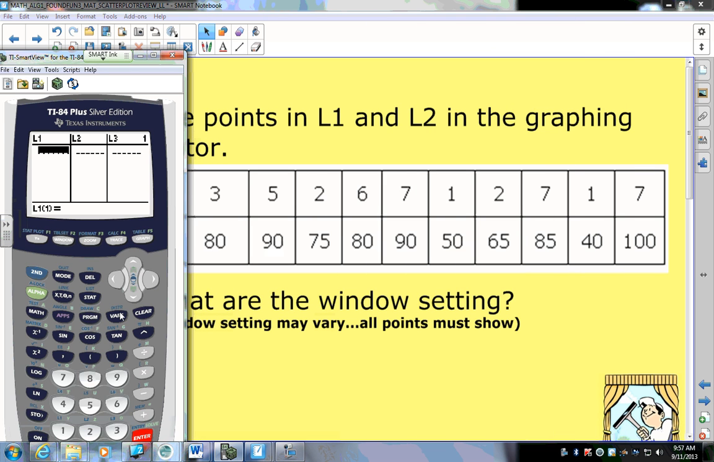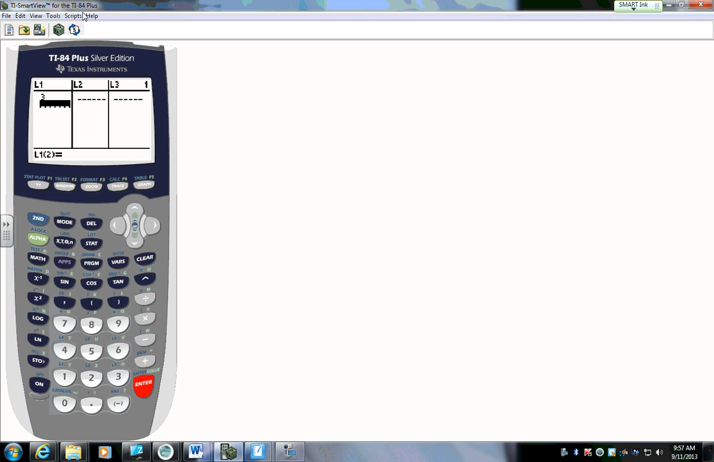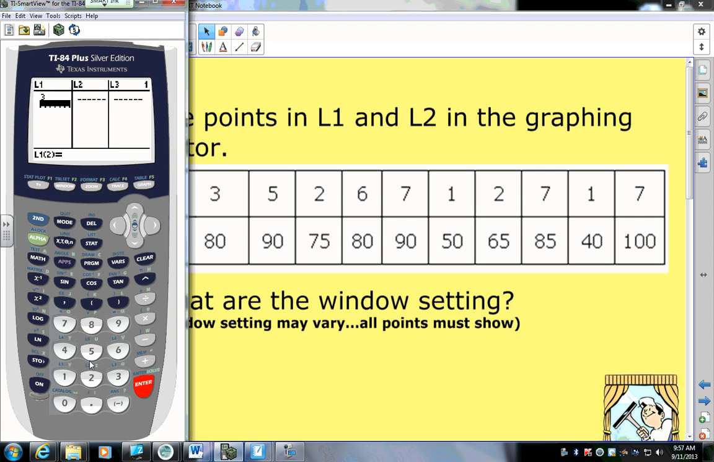So right now you're going to go 3, enter. 5, enter. 2, enter. 6, enter. 7, enter. 1, enter. 7, 1, and then 2, enter. 7, enter. 1, enter, and 7, enter. So I put all my numbers into L1. There should be 10 of them.